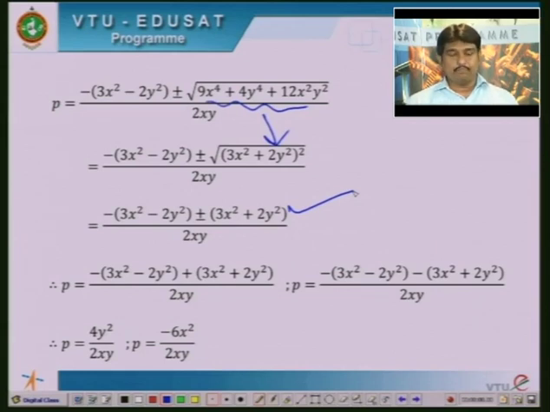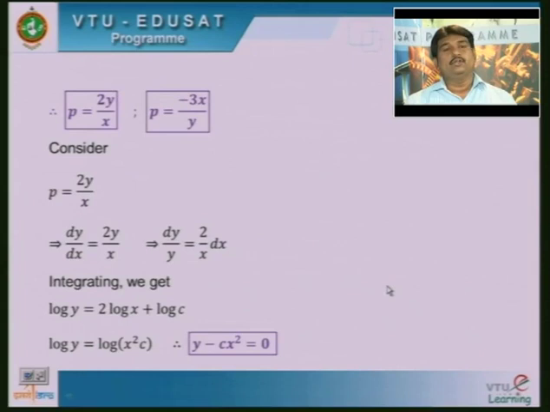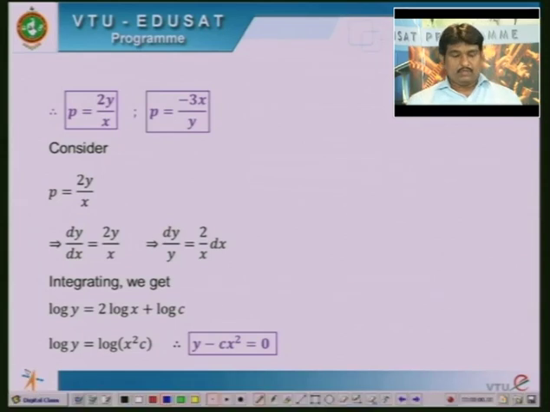Therefore, the two roots are p equals minus of (3x square minus 2y square) plus (3x square plus 2y square) by 2xy, and another is p equals minus of (3x square minus 2y square) minus of (3x square plus 2y square) divided by 2xy. Simplify to get p equals 4y square divided by 2xy, or p equals minus 6x square divided by 2xy. Therefore, p equals 2y divided by x or p equals minus 3x by y.